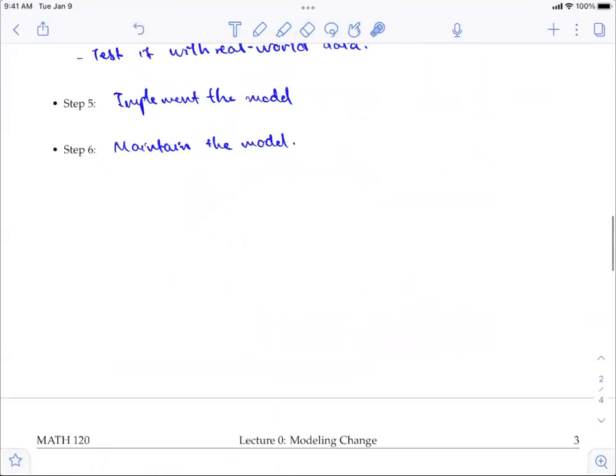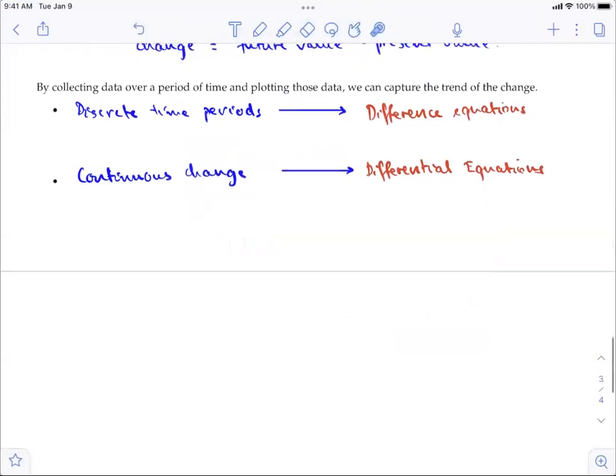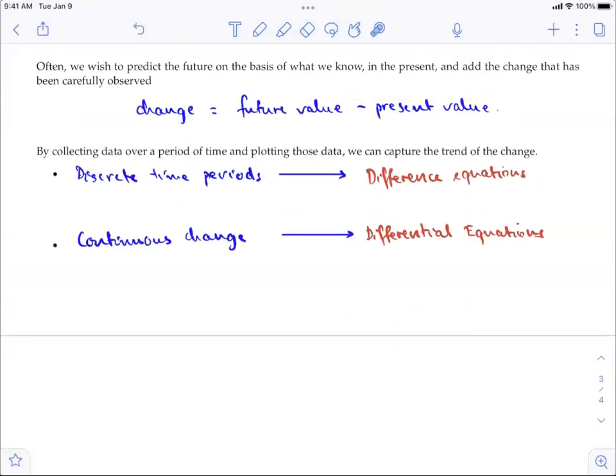We're going to focus on two main models here. The first one is using difference equations. We're going to work with sequences, and it occurs in discrete time periods. Later on in the course, we're going to work with differential equations, which are used to model continuous change.